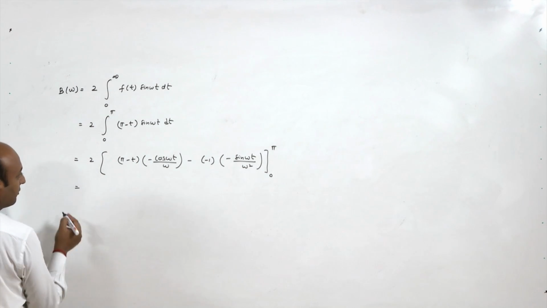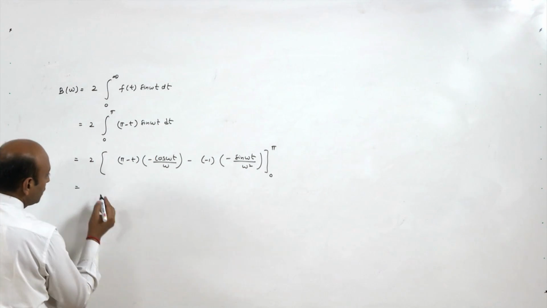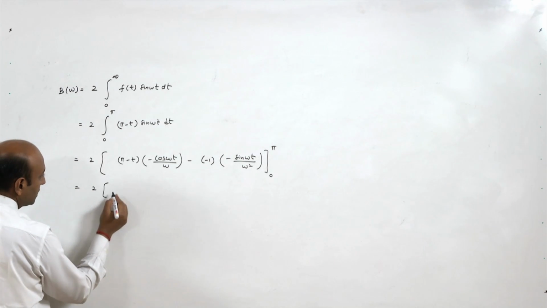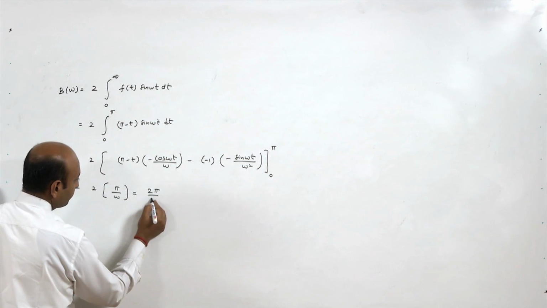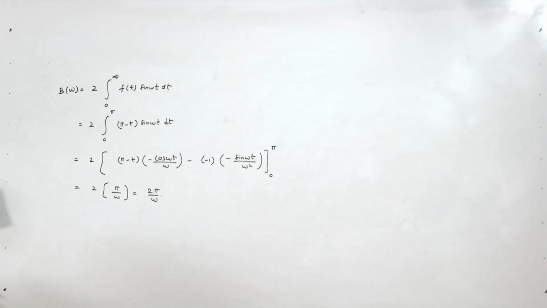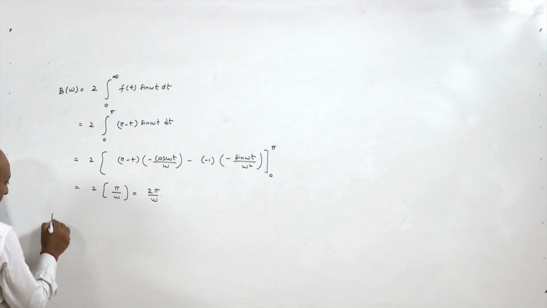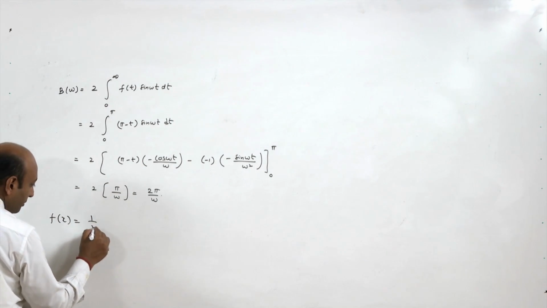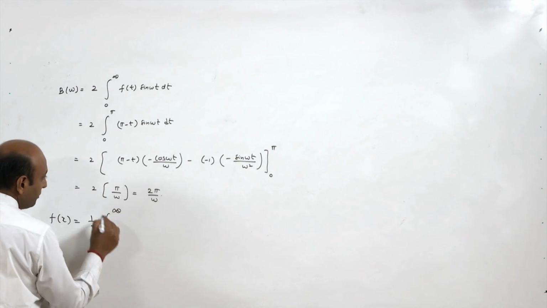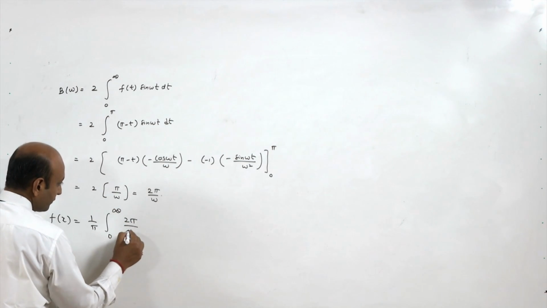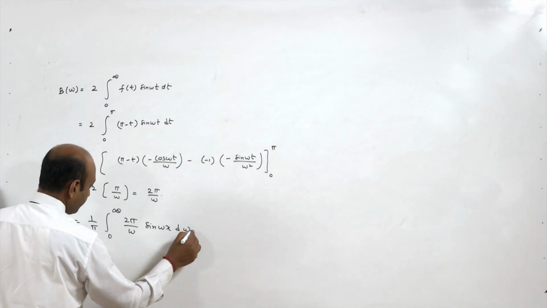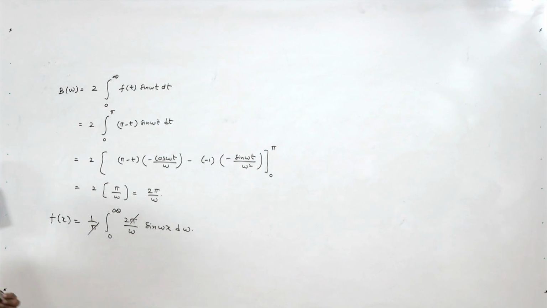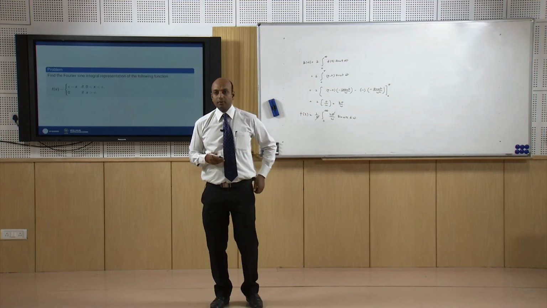So, the term at pi is 0, and it only exists when t equal to 0, giving 2 times pi upon omega. So, it is 2 pi upon omega. What will be the Fourier sine integral representation of this? That will be f(x) equals 1 upon pi times the integral from 0 to infinity of B omega into sine omega x d omega. So, that will be the Fourier sine integral representation of this function.